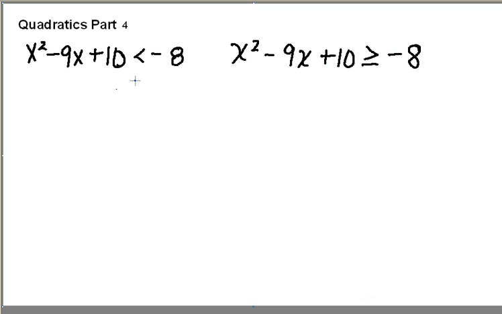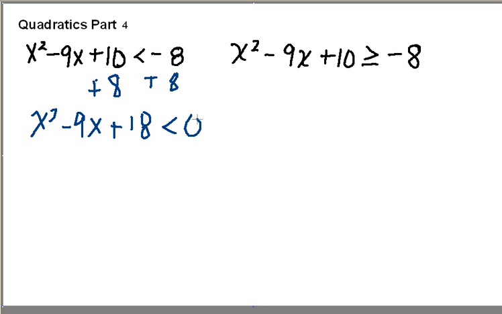Now, as with solving quadratic equations, our first step will always be to get 0 on one side of the inequality. In both of these cases, I will get 0 on the right-hand side of the inequality by adding 8 to both sides. So I'm going to add 8 on the right side and 8 on the left side. Now my new quadratic becomes x squared minus 9x plus 18 is less than 0. And yes, that is x squared.